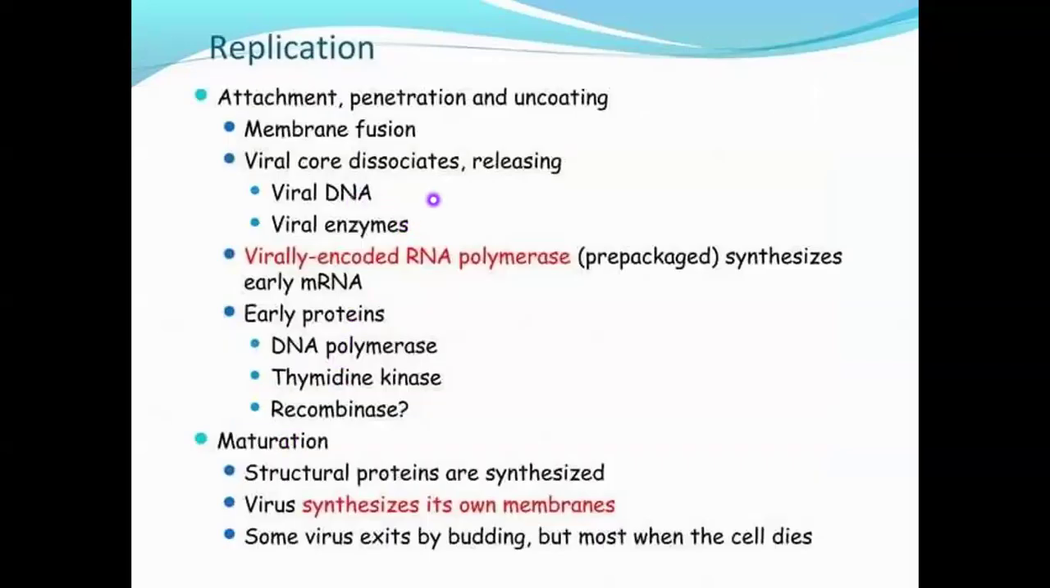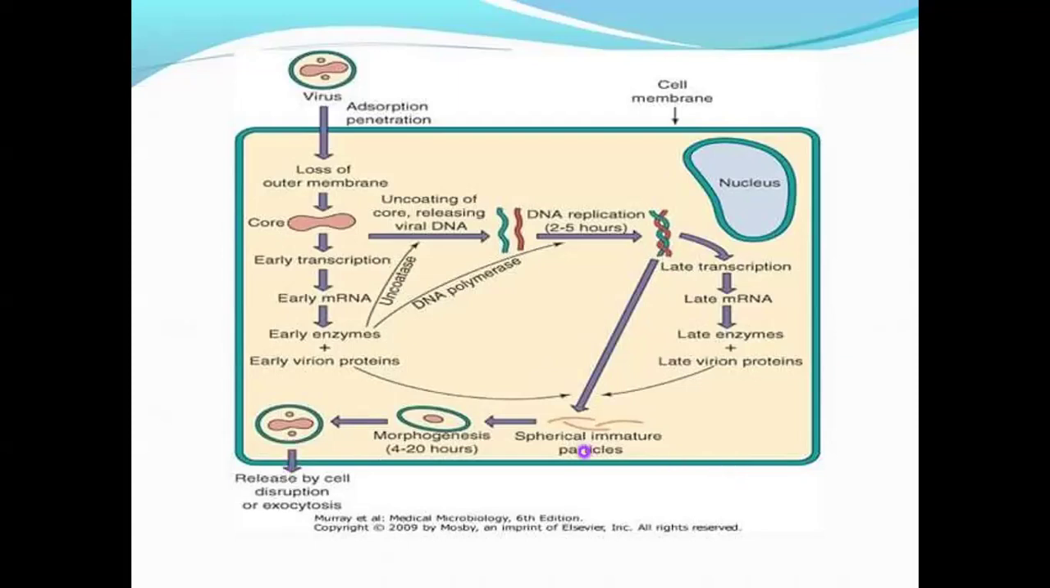So this is what it was saying. Maturation: structural proteins are synthesized, and the virus synthesizes its own membrane. Some virus exit by budding, but most when the cell dies. So viruses will be produced here, apoptosis occurs, it bursts, and then these ones are released. Or it can be released through exocytosis.